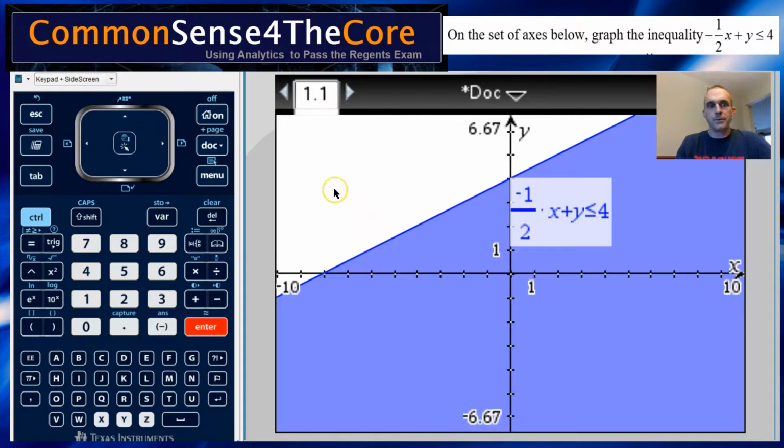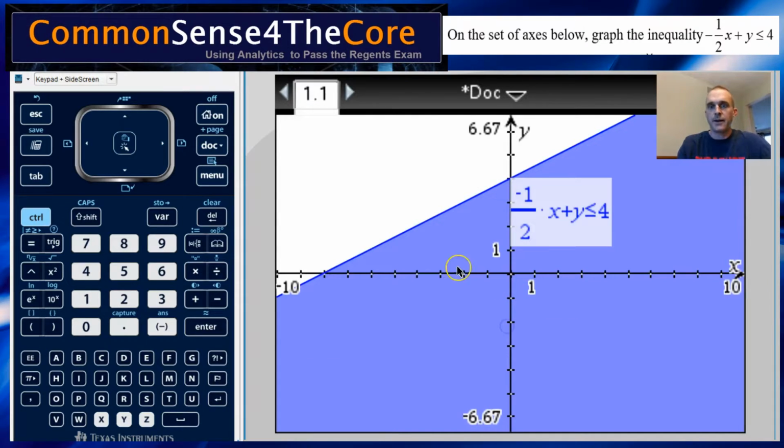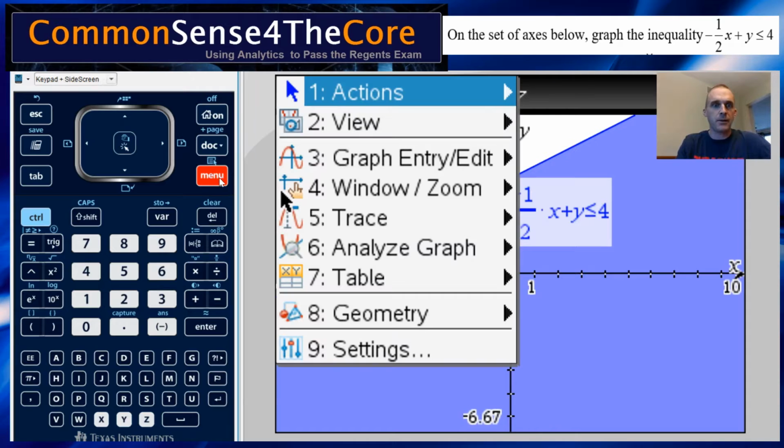The problem with using a relationship function is when I go to table or try to look at the table, it says there's no functions to display. It's because it's an inequality. This isn't a function. Every x value has millions of y values associated with it. So we used to be presented with the problem, well, how do I transfer this over to our graph paper?